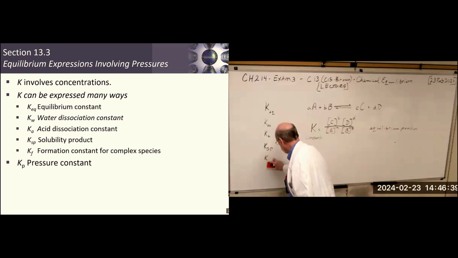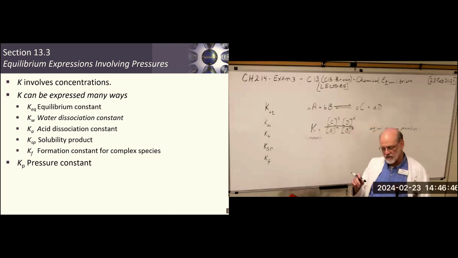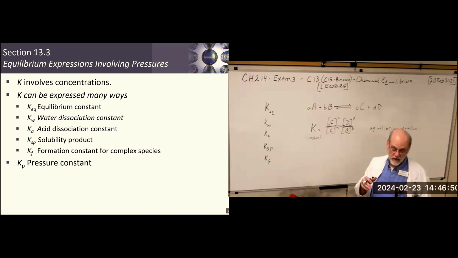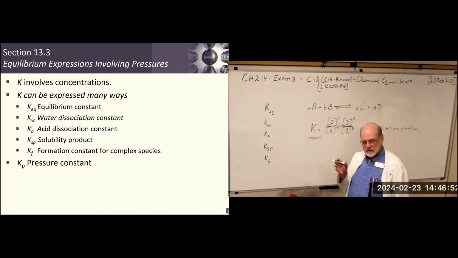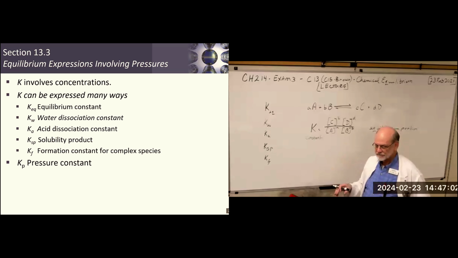Let's say formation constant, where we get the combination of a metal and a ligand group, as we call it. And we can determine what the equilibrium is between that combination of metal and ligand versus the independent metal and the independent ligand.